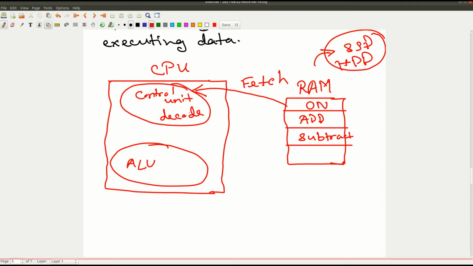And then after it decodes, this one executes. Execute means this is the arithmetic logic unit where it decides what you have to do. You have to add, you have to subtract, or whatever. Then it provides it to the RAM. So this is the cycle of a fetch, decode, and execute process. There is more explanation of this. Maybe in future I will explain this in more detail.